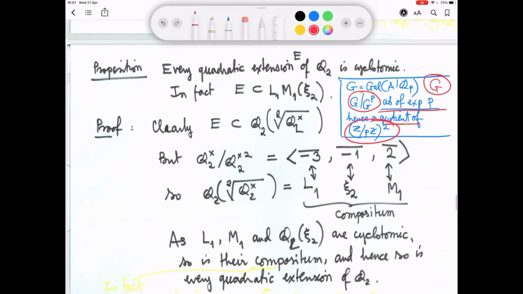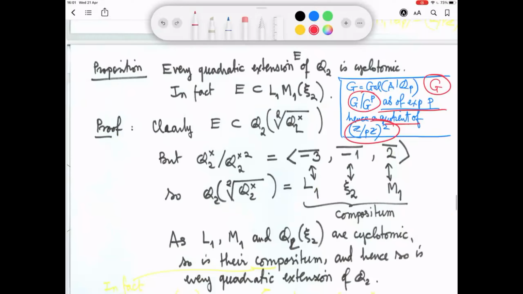So now we are looking at P equal to 2. Till now we had assumed P odd for many of the statements. For example, to show that every cyclic extension of degree P is cyclotomic. Now let's do it for P equal to 2. So every quadratic extension E of Q2 is cyclotomic. In fact, E is going to be contained in L1, M1, Psi2. Psi2 is -1, so that's cyclotomic. L1 we know is cyclotomic, M1 is cyclotomic. So the compositum of all three is also cyclotomic.